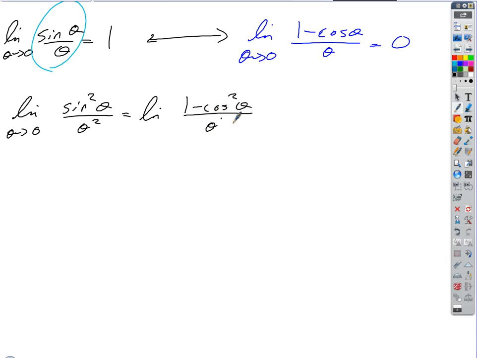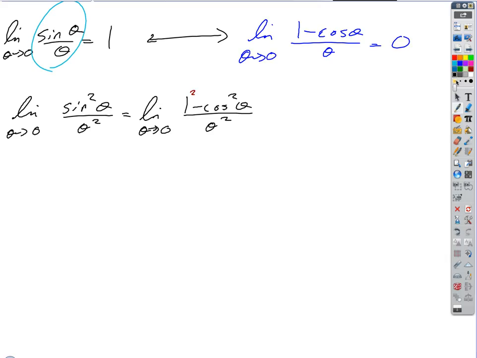Over theta squared. This is super cool. This is gonna work. I love this stuff. Okay, now 1 minus cosine squared. Is there a way we could factor that? Give you a hint. 1 is the same thing as 1 squared. How do we factor the difference of squares?